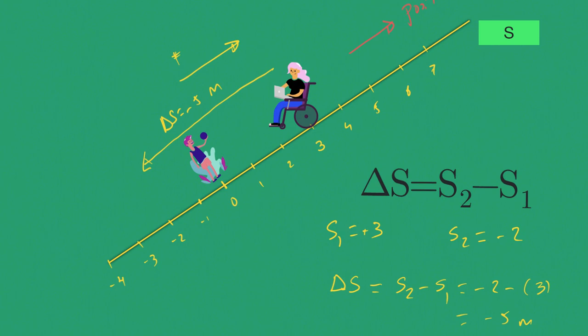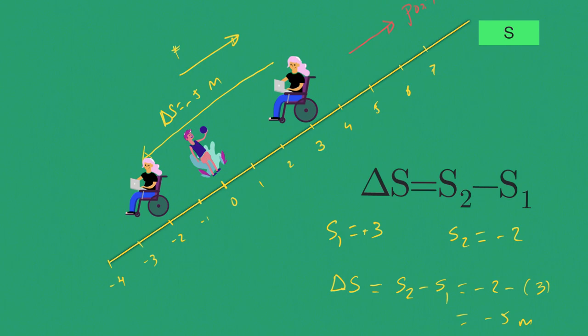So the guy will appear just here, at S equal minus 2. So the direction of the observer, the positive direction, is very important to know what is happening, to interpret the data correctly. So delta S in this case is minus 5 if you move from here to here.